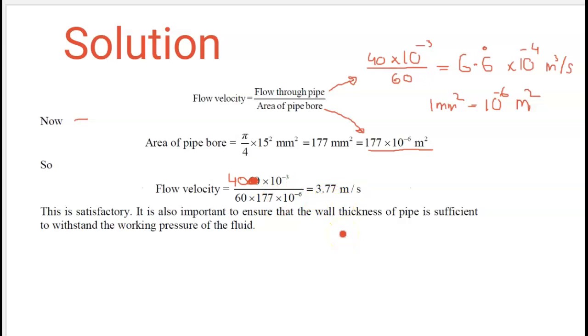Now, it's quite important to find out if the wall thickness of the pipe is suitable to withstand the working pressure. If not, bulging will happen, pipe failure will happen, and so on. Let's move on to the next one.